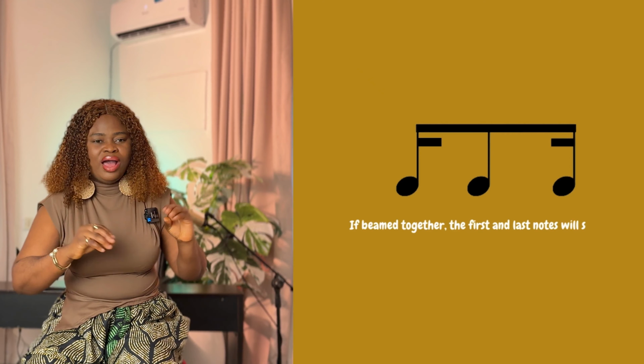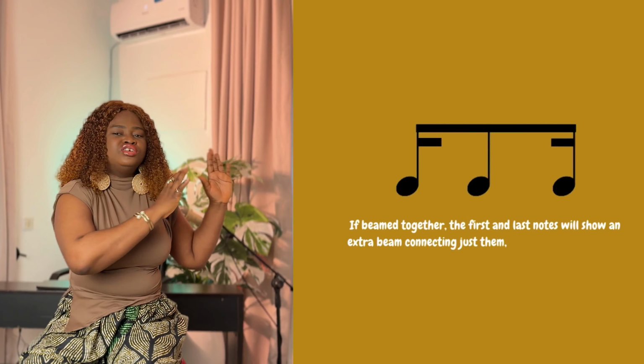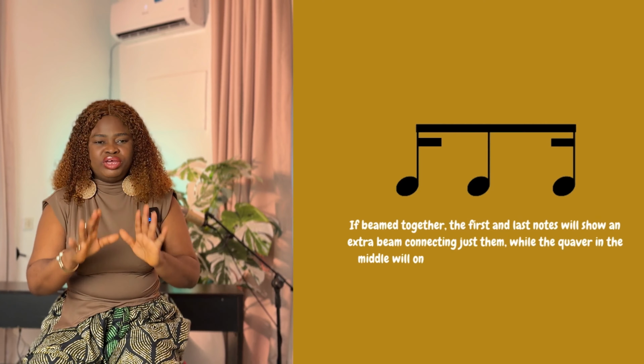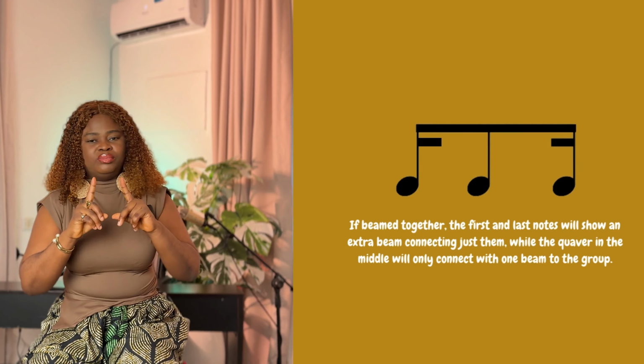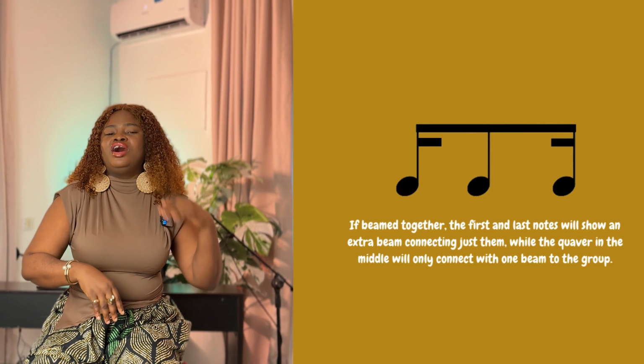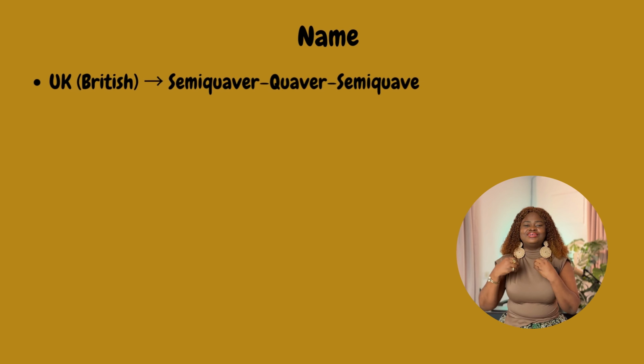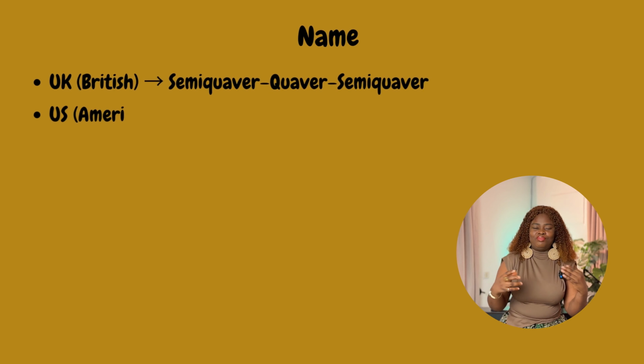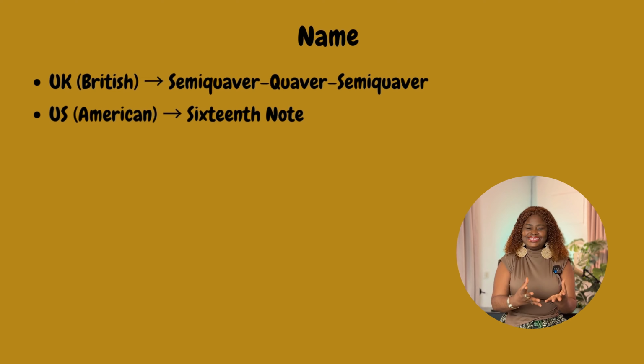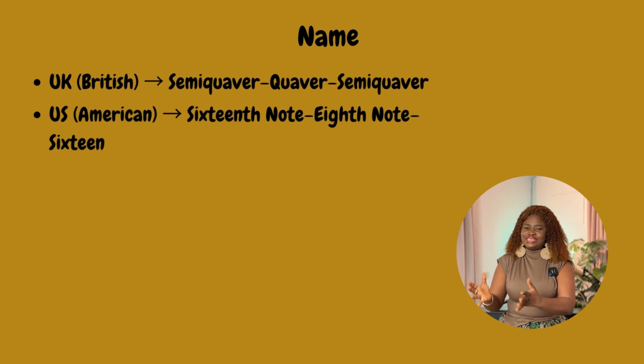Now, if beamed together, the first and the last note will show an extra beam connecting just them, while the quaver in the middle will only connect with 1 beam to the group. That means that the first semiquaver and the last semiquaver contain 2 beams, but the second beam below does not join to the quaver. The UK or British name is called semiquaver, quaver, semiquaver, while the US American name is called 16th notes, 8th notes, 16th notes.